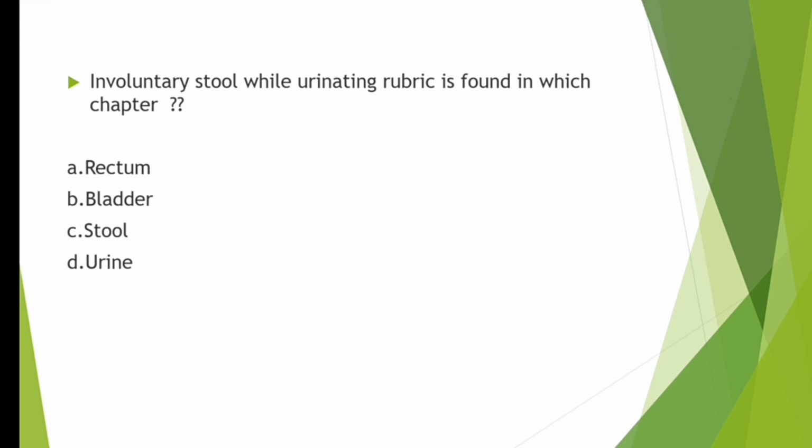See here, in the urine chapter we can see the character of urine. Similarly, in the stool chapter, the character of stool. In the bladder chapter, we can see the urination related rubrics, retention rubrics like that. So here you have to see the question. What is the main problem? Involuntary stool while urinating. The main problem is involuntary stool. So we have to go to the rectum chapter. The answer is the rectum chapter. Like this we can answer.